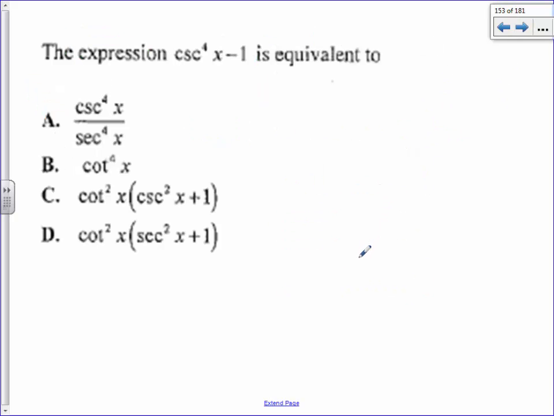Okay, well, here's one similar to what we were doing yesterday again. Here's an equation. Let's try to figure out what it's equivalent to. Do you have anything on your formula sheet that gives you cosecant to the 4 minus 1? Anything similar to that on there that you can work with? Not really.